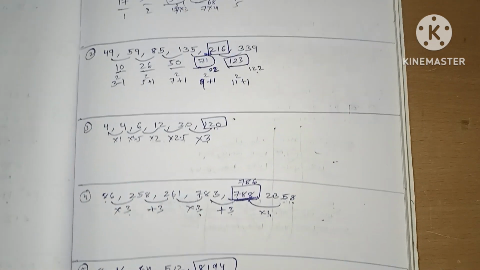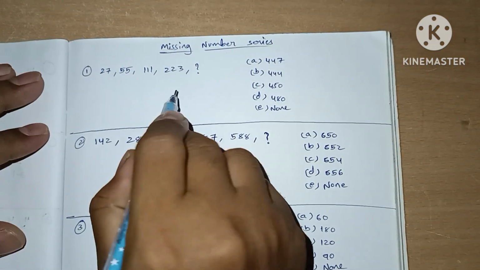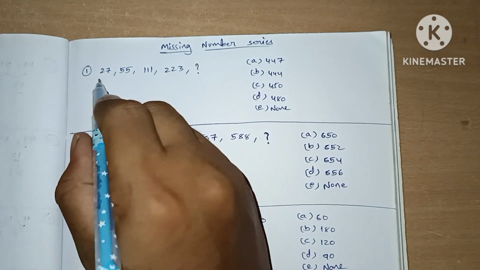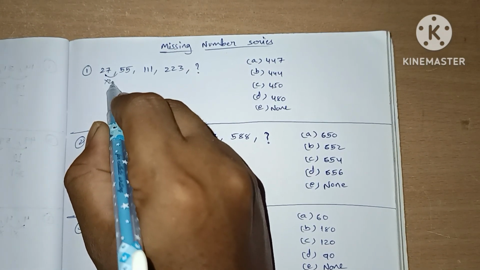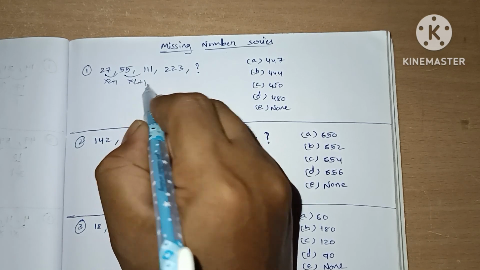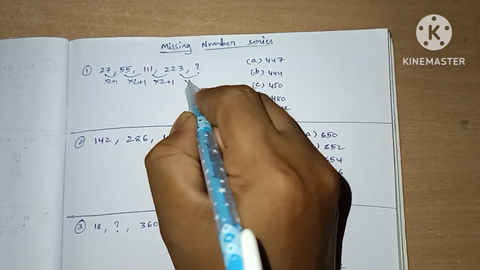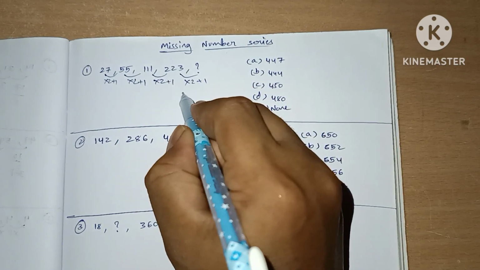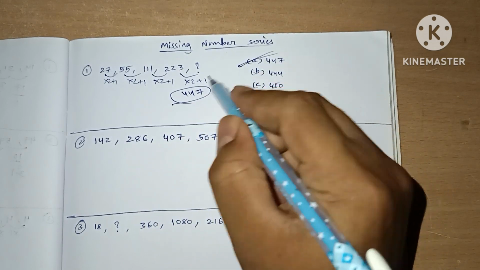Next we are going to see the missing number series. First question, it is clear that it is into 2 times, which will be 54 plus 1, into 2 times will be 110 plus 1, into 2 times will be 222 plus 1. So it must be into 2 plus 1, which will be 446 plus 1, 447 is our answer, option A.